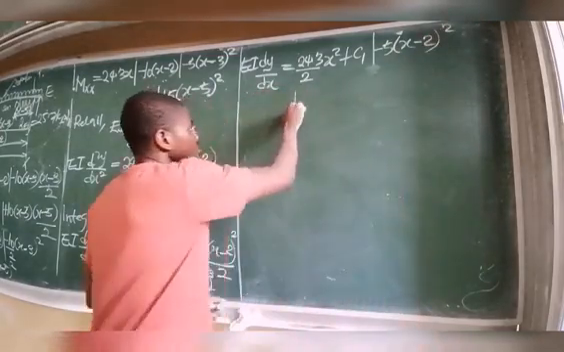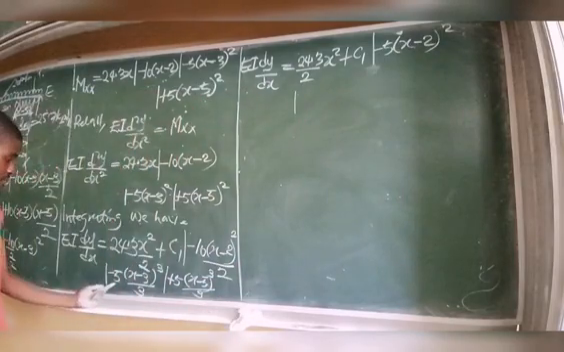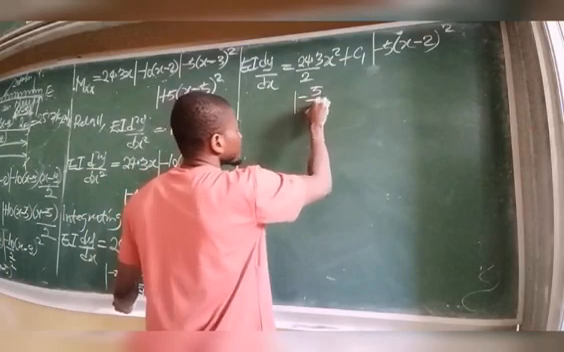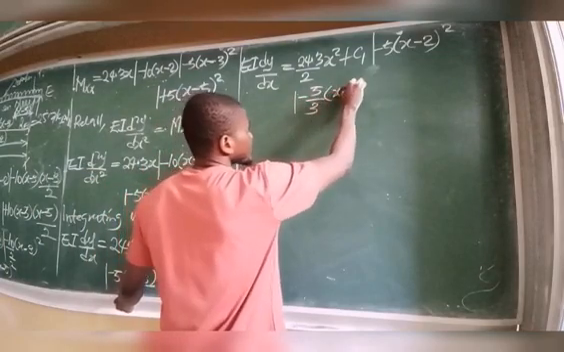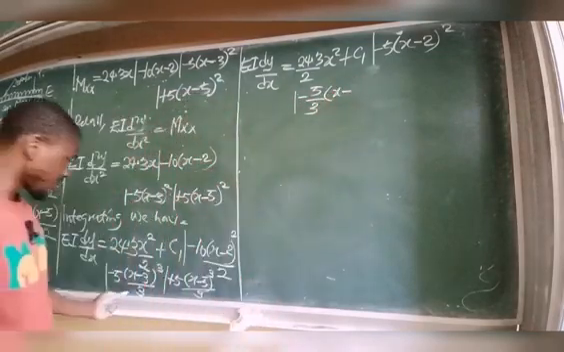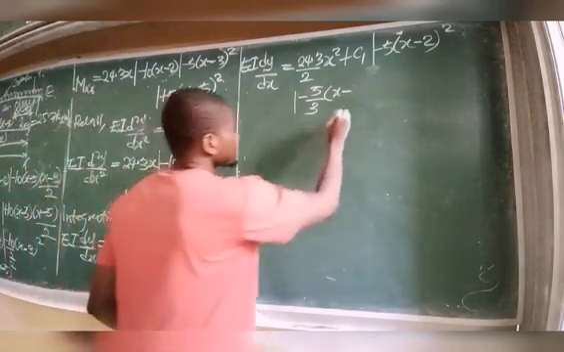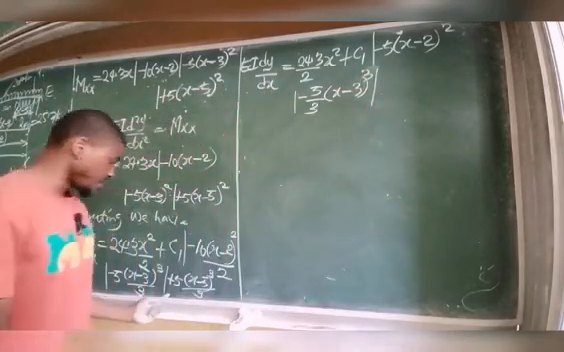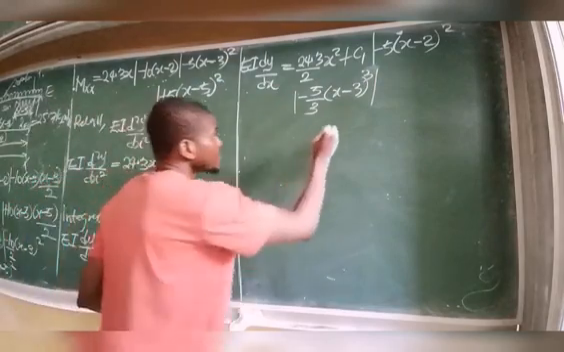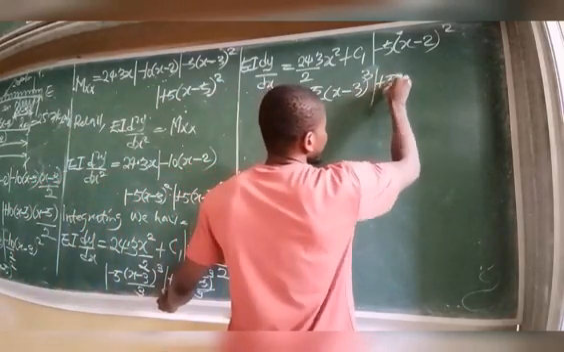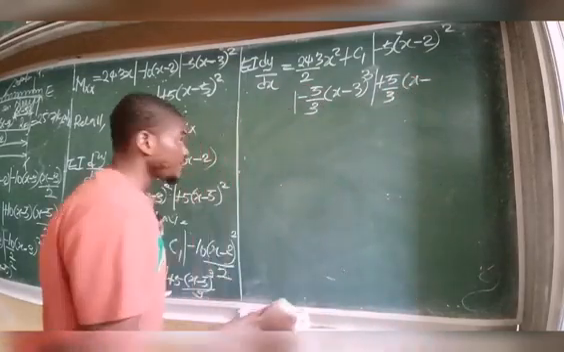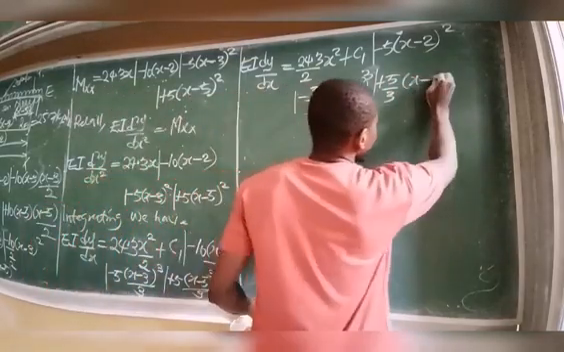Okay, I put down my Macaulay's bracket. I have here minus 5 divided by 3. Simply have minus 5 all over 3 into x minus 3 to the power of 3. Put down your Macaulay's bracket. Finally, here I have plus 5 over 3, plus 5 all over 3 into x minus 5 to the power of 3.